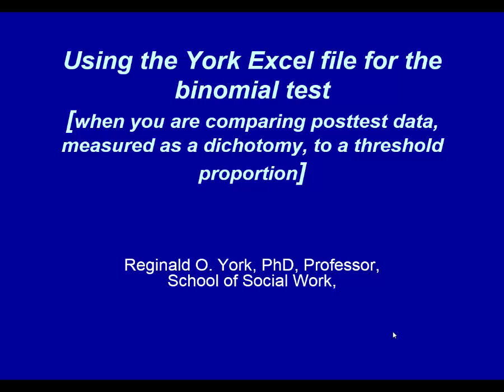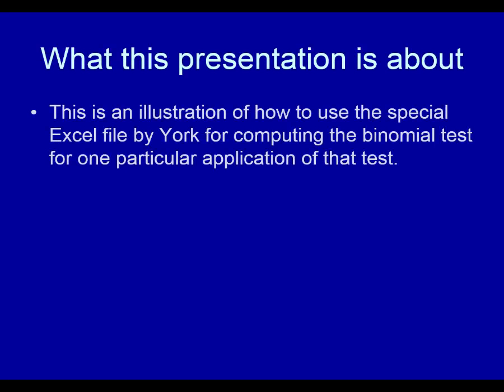That is when you are comparing post-test data measured as a dichotomy to a threshold proportion. Dichotomy means it has only two categories. This is an illustration of how to use that file for computing this particular test, for one particular application of that test. So we'll have an example we'll use to show you how to use that file when you need to use it.